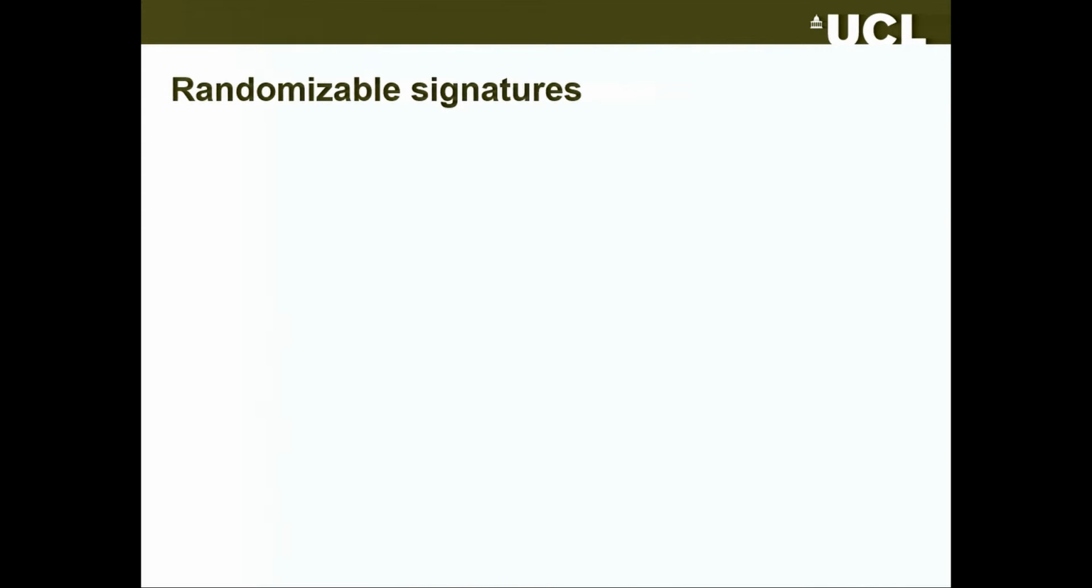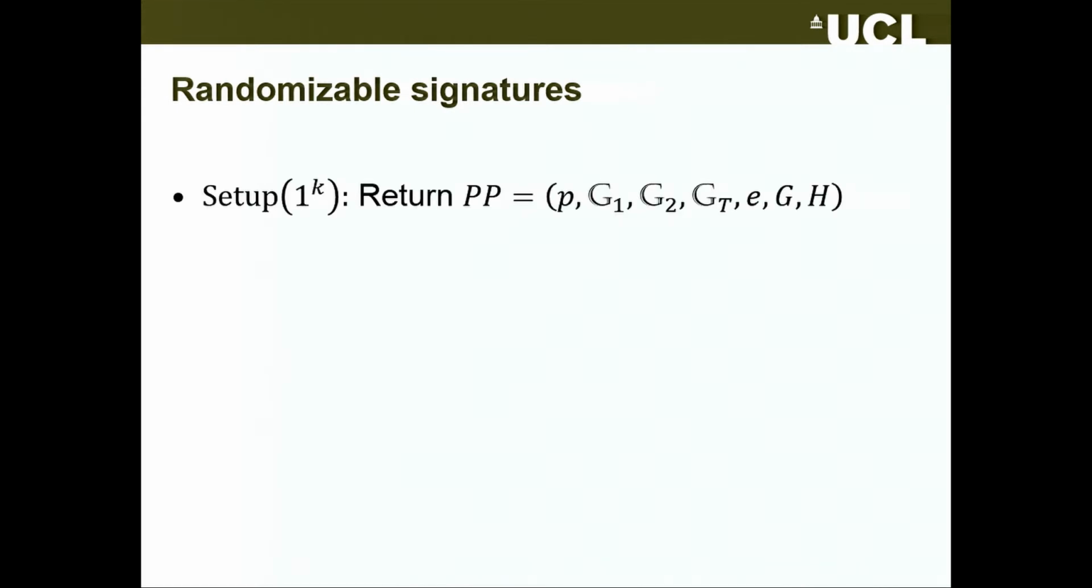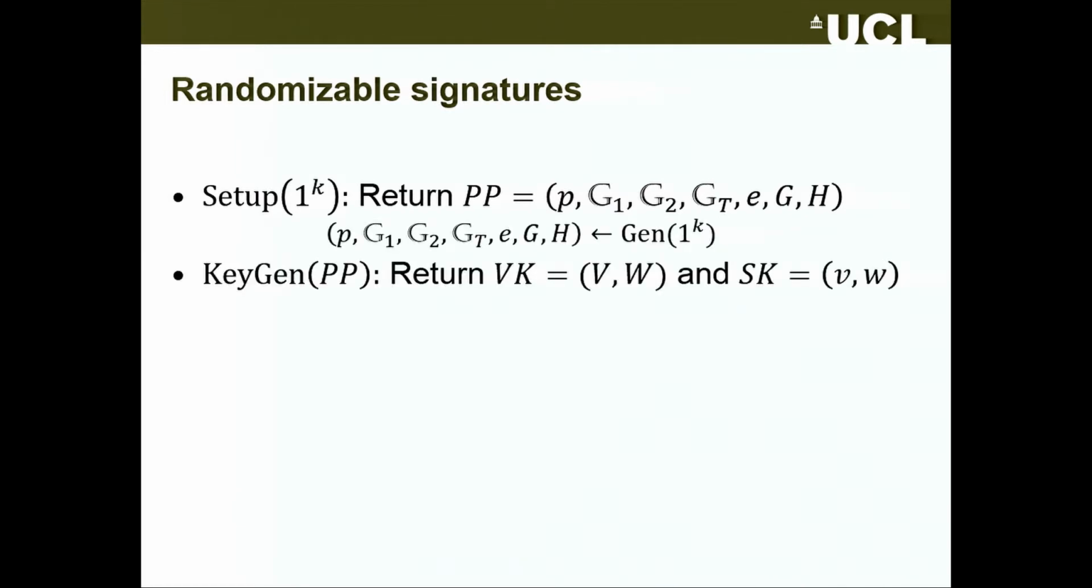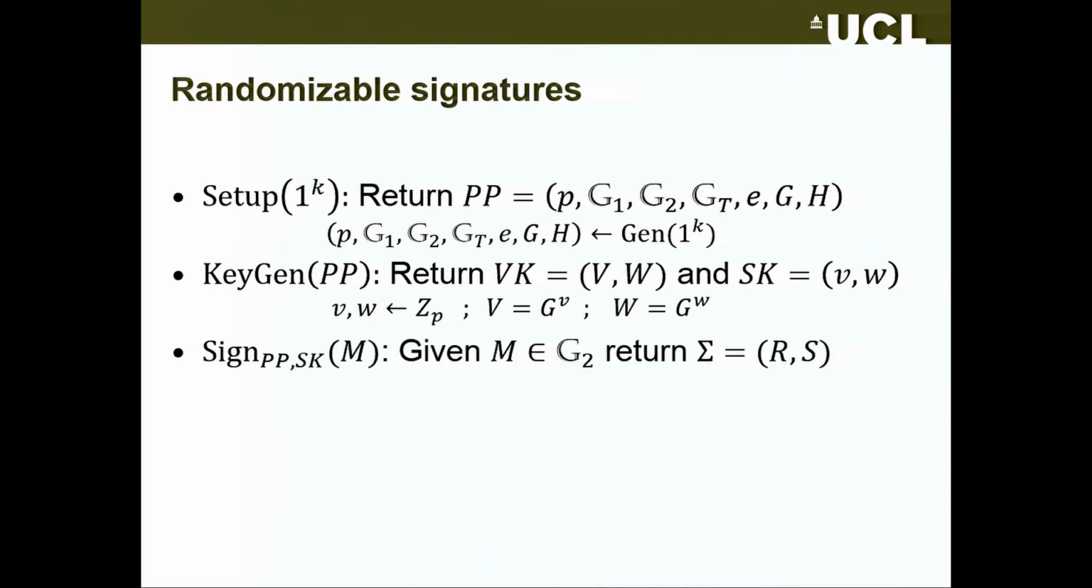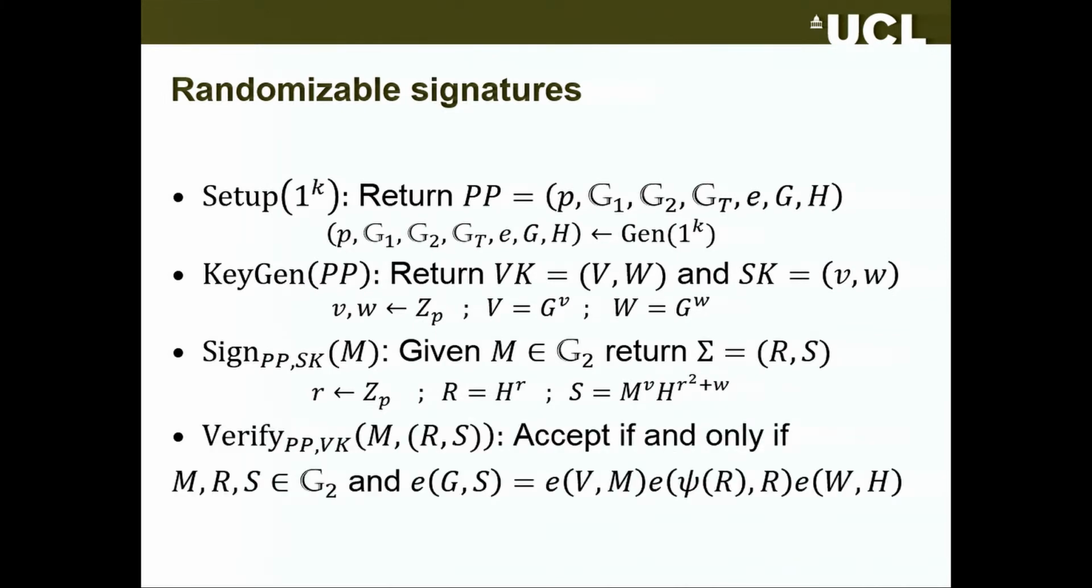Okay, so the second construction is a randomizable signature scheme. Here again, the setup is a description of a bilinear group. The verification key again consists of two random group elements, and the secret key are the discrete logarithms. To sign a message in the second source group, we pick some randomness and compute a different type of signature. And to verify it, we check again membership in the second source group and this particular pairing product equation.